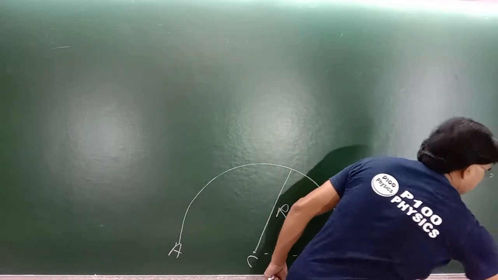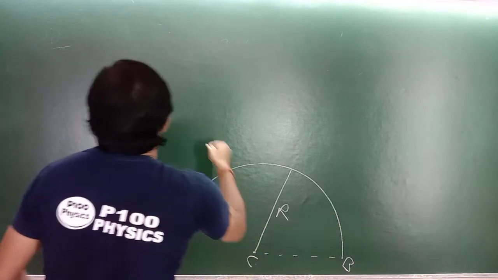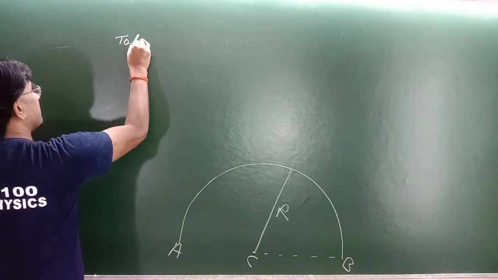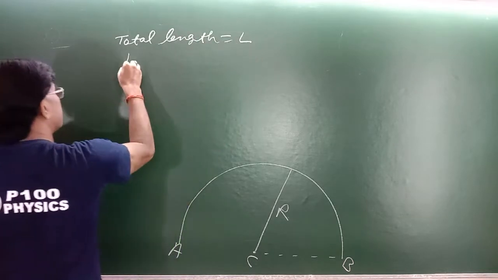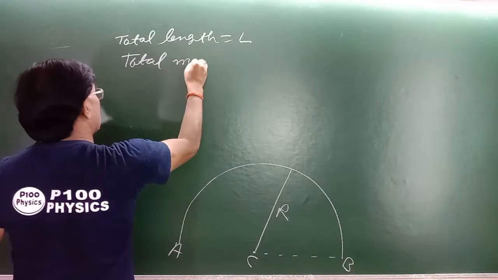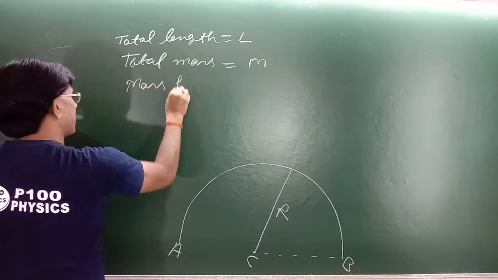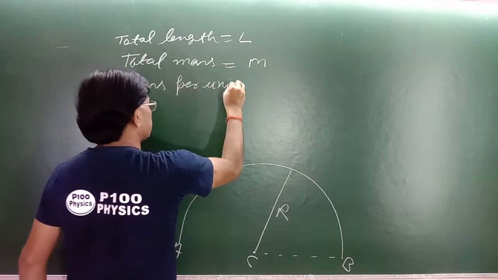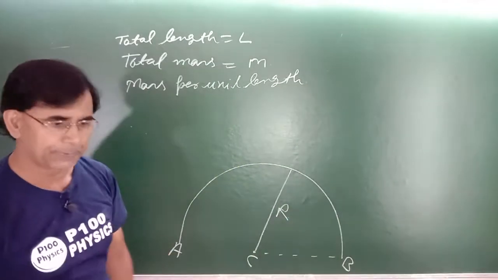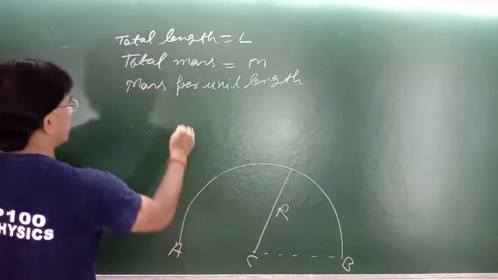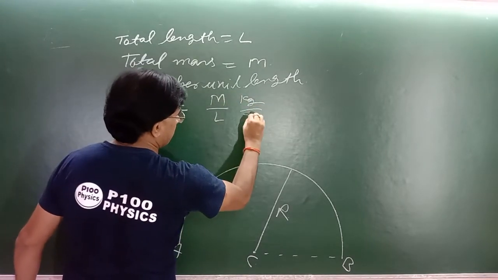This is a very easy question. Directly by a single step you can solve this question. Since total length equal to L, total mass equal to m, so mass per unit length will be M by L kg per meter.